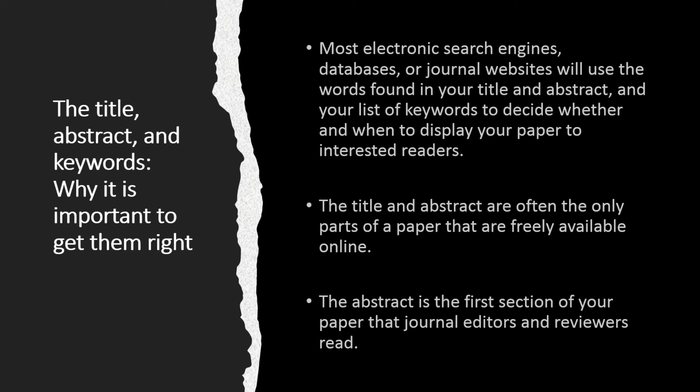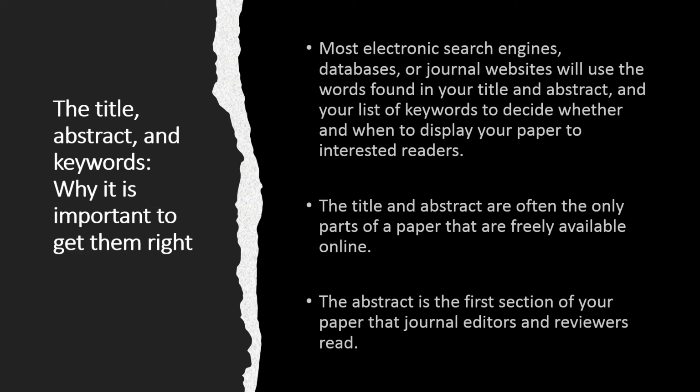Thus, these three elements enable the dissemination of your research. Without them, readers would not be able to find or cite your paper. The title and abstract are often the only parts of a paper that are freely available online. Hence, once readers find your paper, they will read through the title and abstract to determine whether or not to purchase a full copy of your paper or continue reading.